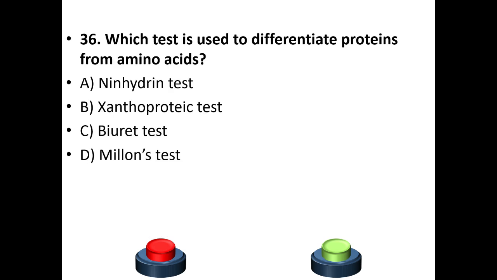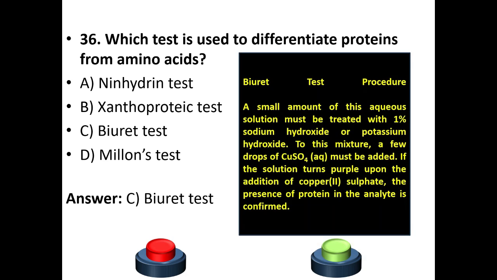36. Which test is used to differentiate proteins from amino acids? Ninhydrin test, xanthoproteic test, biuret test, Millon's test. Which is the answer? Your answer is C, biuret test. A small amount of this aqueous solution must be treated with 1% sodium hydroxide or potassium hydroxide. We are explaining the biuret test. To this mixture, a few drops of aqueous copper sulfate must be added. If the solution turns purple upon the addition of copper sulfate, the presence of protein in the analyte is confirmed.